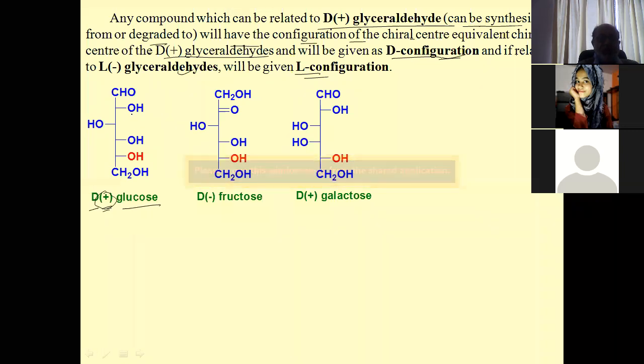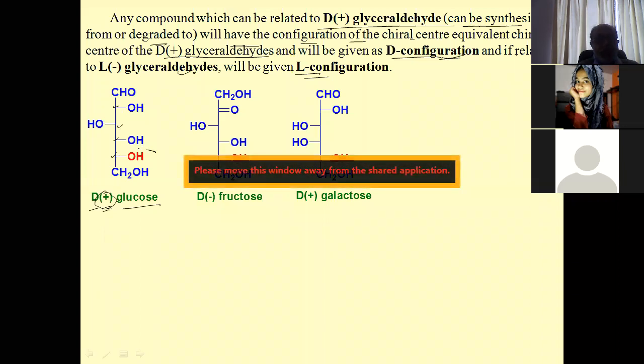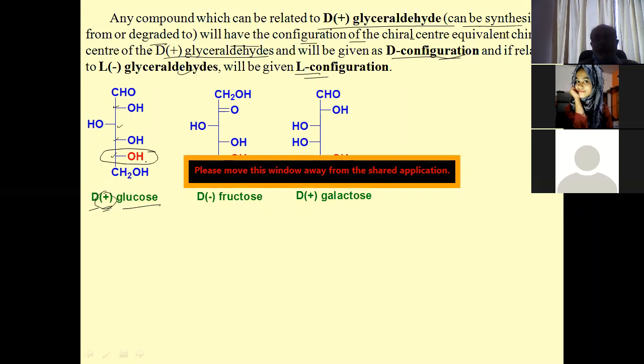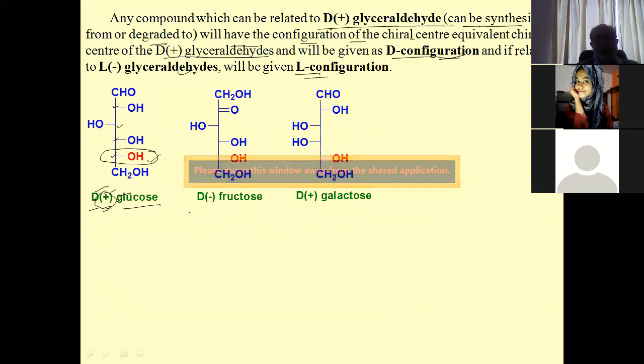Now you see, we have got 4 chiral centers, 1, 2, 3, 4. But we are not looking into all 4. We are looking into the one which was originally present in glyceraldehyde. It is which side it is. Here it is on the right hand side as it was present in the glyceraldehyde. So this structure is D structure, and this plus is because it is dextrorotatory. So glucose is having this structure.